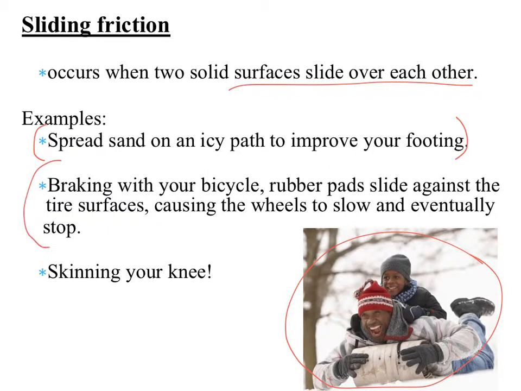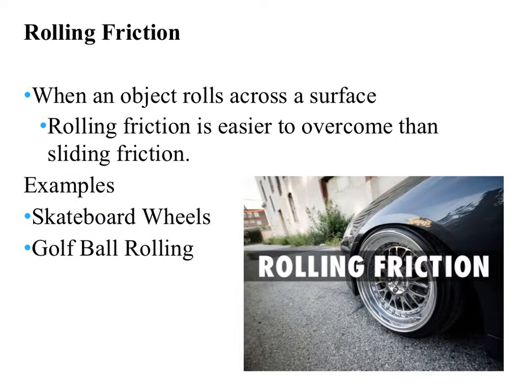If you apply the brakes to a bicycle or a motorcycle or a car, the brakes actually squeeze on the tire to slow it down. What is that? That's sliding friction, where they're sliding past each other. Here's a bad example of sliding friction. Fall off your bike and you skin your knee. They rubbed against each other, they slid past each other. That's sliding friction.